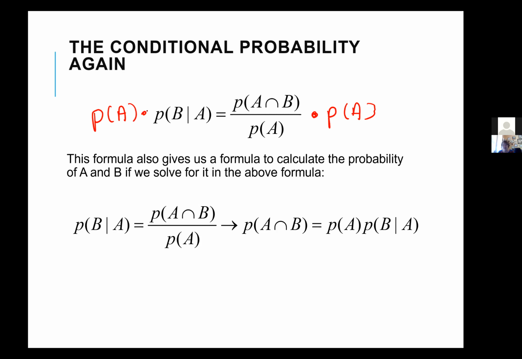So the probability of A and B occurring is the probability of A times the probability that B occurs given that A has already occurred. Okay, this looks way more complicated than it is, believe it or not.